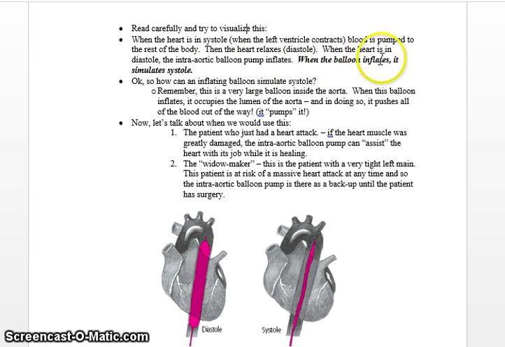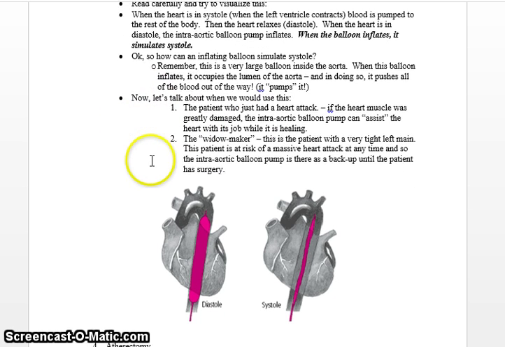When the balloon inflates, it simulates systole. It displaces all of that blood in the aorta, just as if the heart were squeezing. So how can an inflating balloon simulate systole? Remember, this is a very large balloon inside the aorta. When this balloon inflates, it occupies the lumen of the aorta, and in doing so, it pushes or displaces all of the blood out of the way. It pumps it.